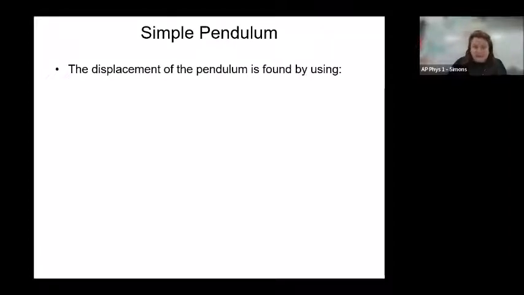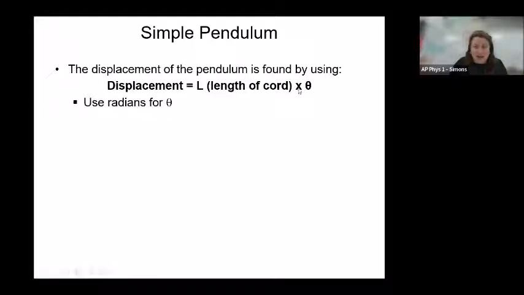So that displacement, the height, is the length of the cord times theta, and you can just call it theta.